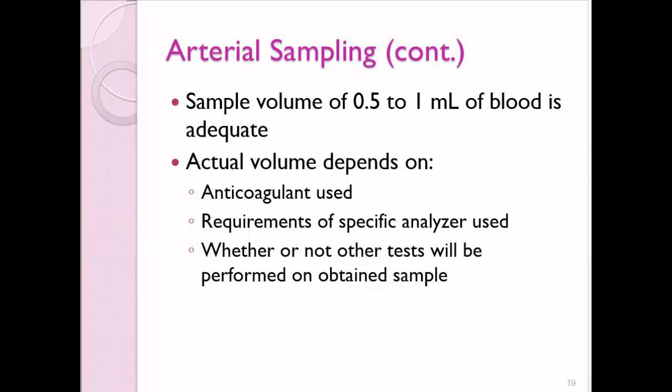And you always want to get enough to run the blood sample two or three times, because sure enough, if you only get enough to run it once, the analyzer will eat your blood, and then you're going to have to go repuncture the patient. So get enough to run it two or three times and save the patient an extra puncture. The actual volume depends on the anticoagulant used, requirements of the specific analyzer, and whether or not other tests will be performed on the obtained sample.